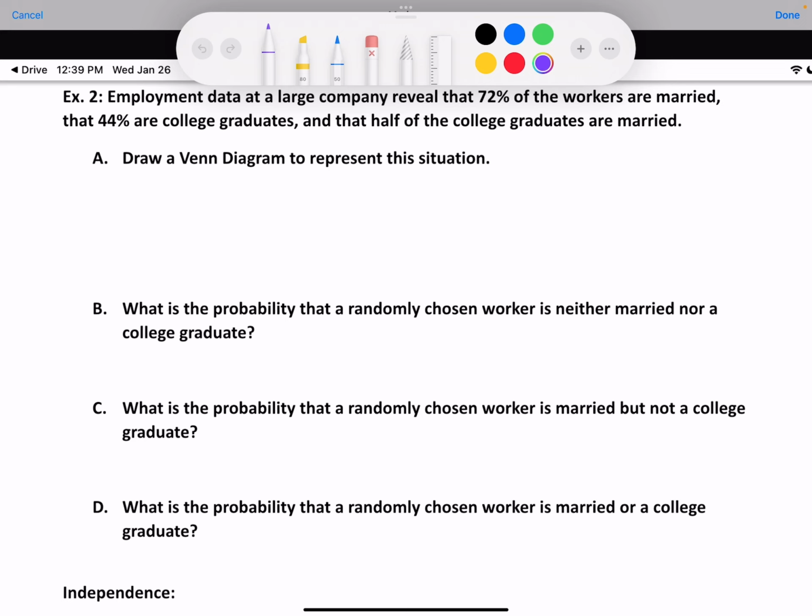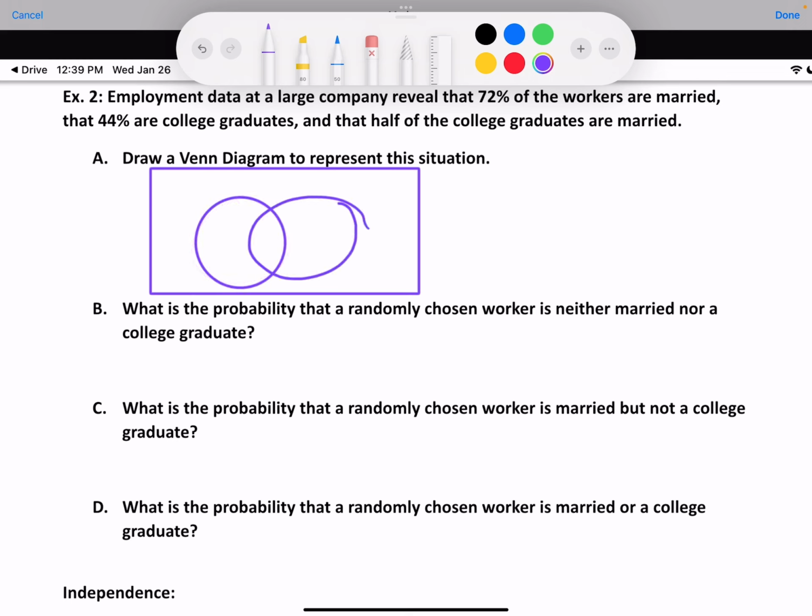Yeah. So you're going to draw a big box. And then inside of there, draw 2 circles. Not oval.